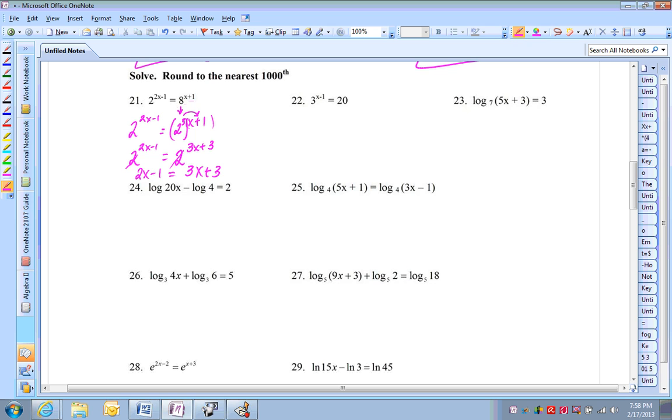And the way we solve is we get all of our x's on one side and all of our constants on the other. So I'm going to go ahead and subtract 2x over, and you end up with negative 1 equals x plus 3. And I'm going to subtract 3 from both sides, and I end up with x equals negative 4.